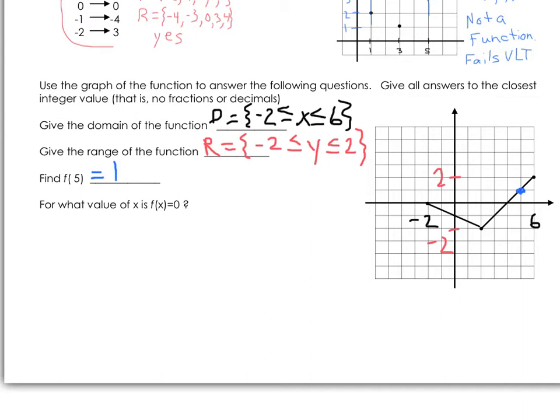For what value is f of x equal to 0? Well, we need to know where f of x equals 0. That means y is 0. That happens in two places, here and here. So what are those x values there? -2 or 1, 2, 3, 4. -2 or 4.